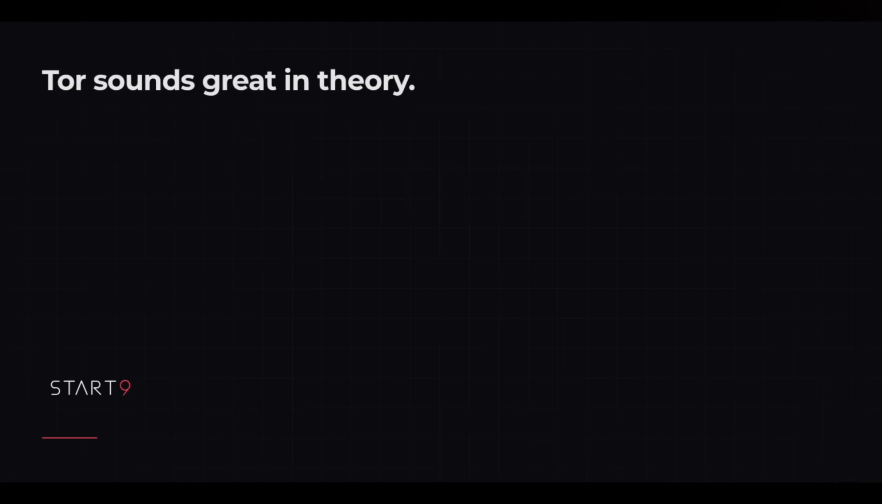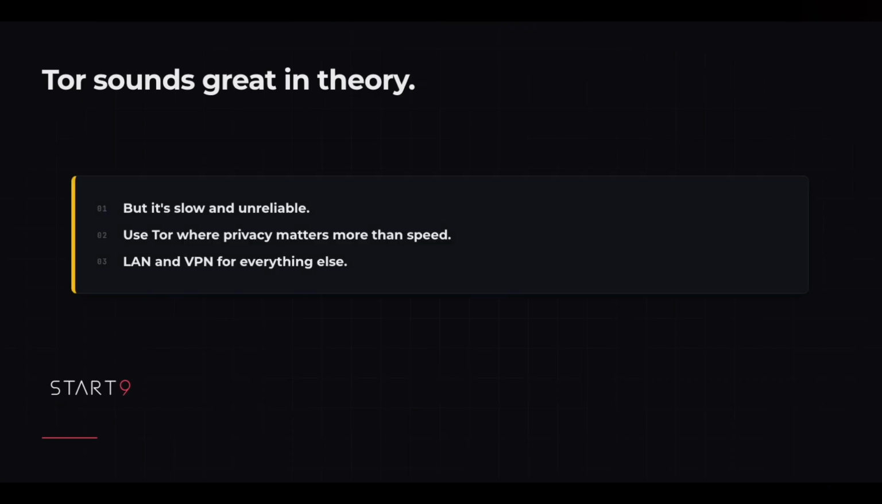TOR sounds great in theory: anonymous, censorship resistant, no infrastructure to deal with. But it's notoriously slow and unreliable, which rules it out as an everyday option. Most people use it for specific services where privacy matters more than speed. For everything else, StartOS gives you other ways to connect.